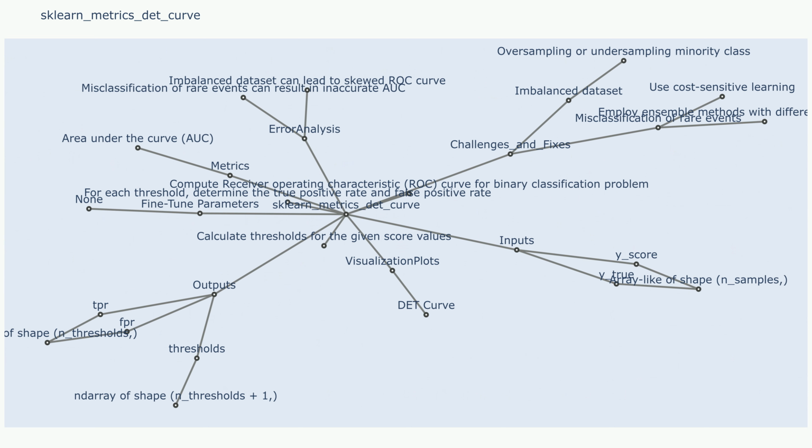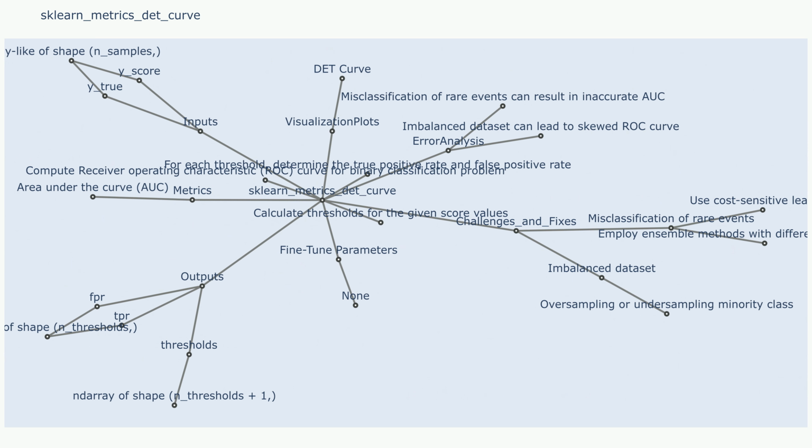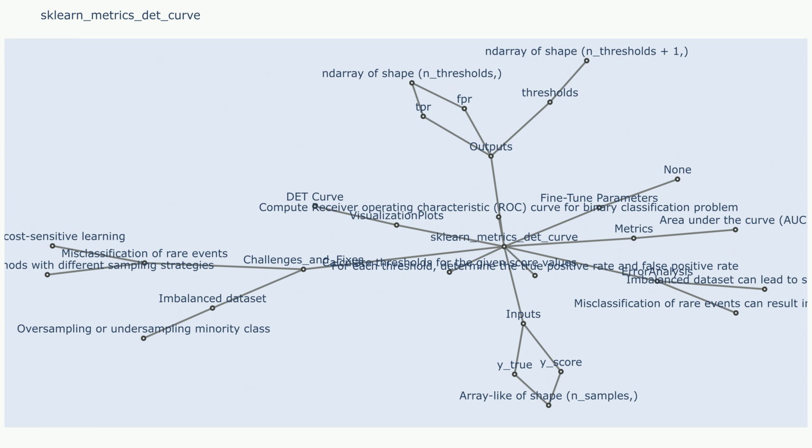Visualization plots. DET curve plot. The DET curve is typically visualized as a plot with FPR on the x-axis and FNR on the y-axis. This plot shows how the FPR and FNR vary as the classification threshold changes. Fine-tune parameters: none. The det_curve function does not have any fine-tuning parameters. Uncertainty methods: none. The det_curve function itself does not provide uncertainty estimations.